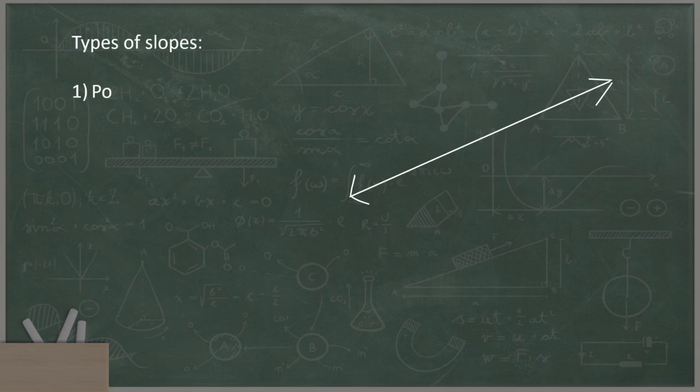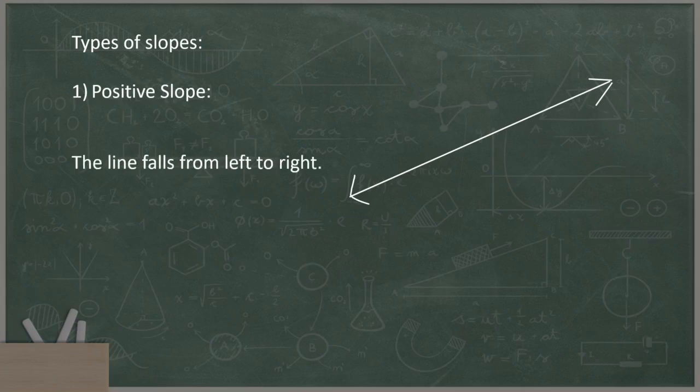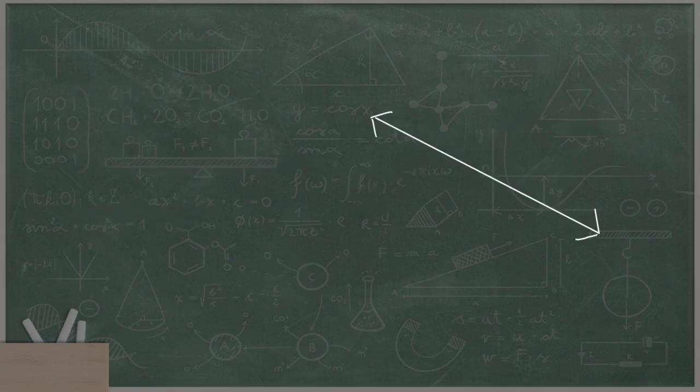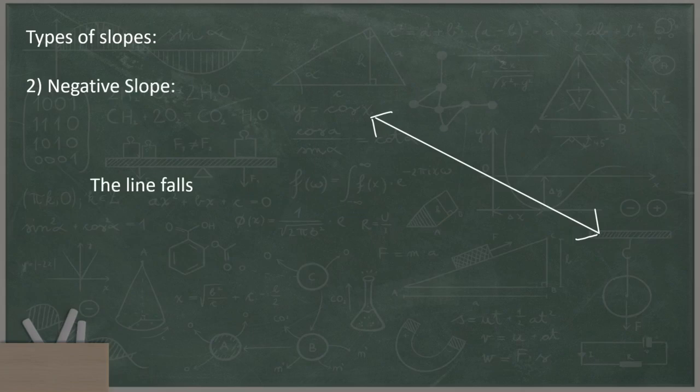Types of slopes. Positive slope. The line rises from left to right, upward direction. The slope of the upward line, m, is equal to a positive number like 2, 3 or 1 by 2. Second type, negative slope. The line falls from left to right, downward direction. The slope of the line which is in downward direction is negative, like minus 1, minus 2, minus 2 by 3.